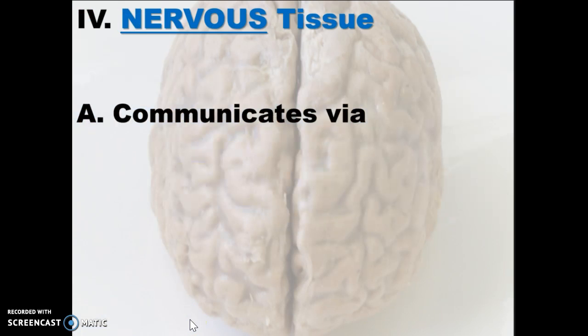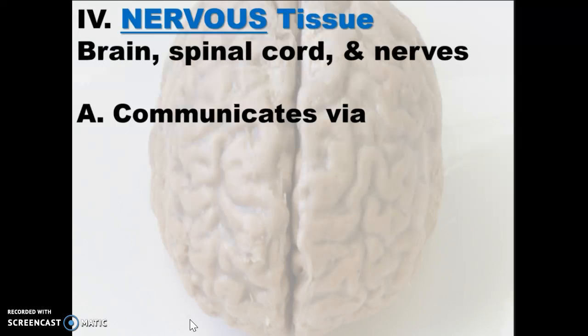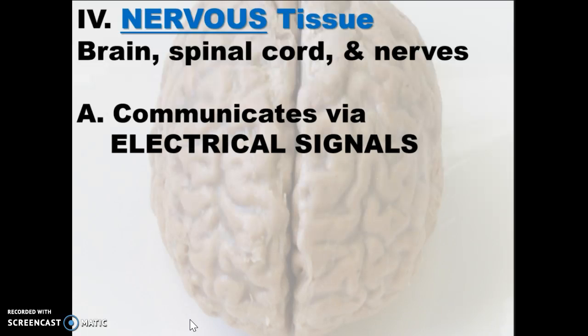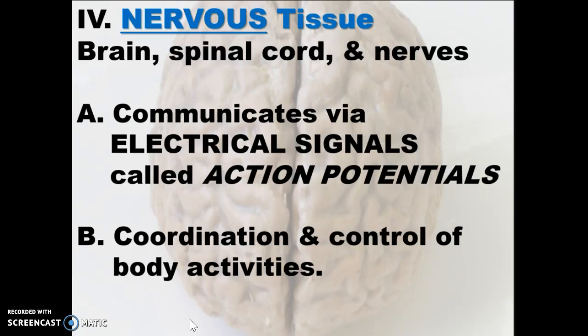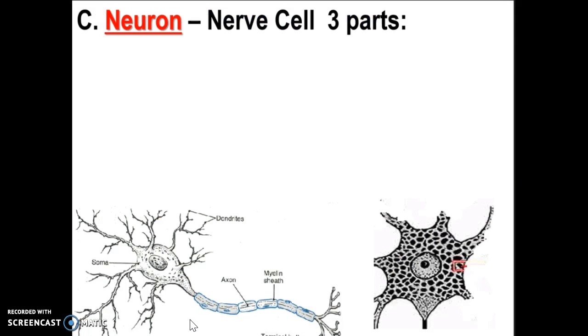Okay, last but not least, nervous tissue. It's like the brain, the spinal cord, nerves, and it communicates by way of electrical signals called action potentials. Don't forget it, action potentials. It's coordination and control of the body activities. So, the neuron is the nerve cell, and it has an axon, dendrites, and cell body.